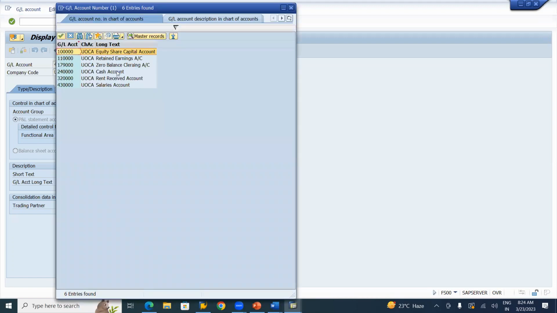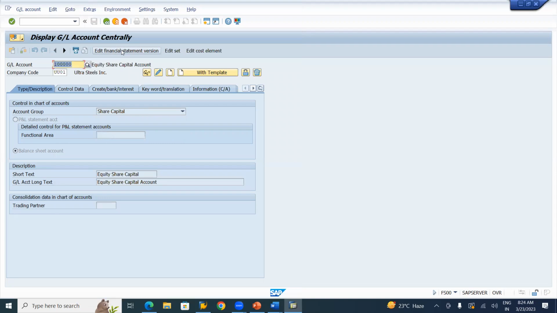See here, for example, equity share capital, it's a liability balance sheet item. You can see here, share capital is a balance sheet item. So here the functional area is not selected. The functional area is related only to profit and loss account items, not to balance sheet items.